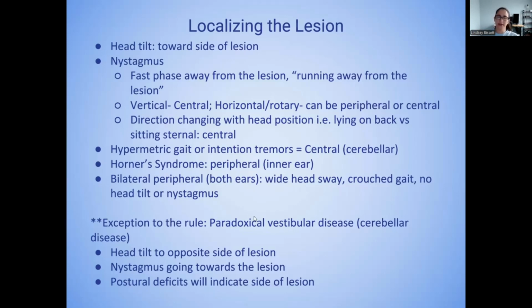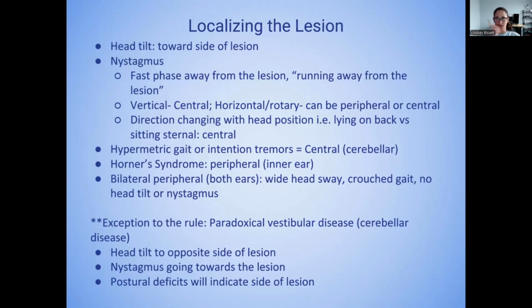Now, of course, there are always exceptions to the rules. Paradoxical vestibular disease, like with my dog, who had a cerebellar lesion with her meningitis, which means they don't really follow the rules. The head tilt is to the opposite side of the lesion. So a right-sided lesion will have the head tilt going to the left, and the nystagmus is going towards the lesion.